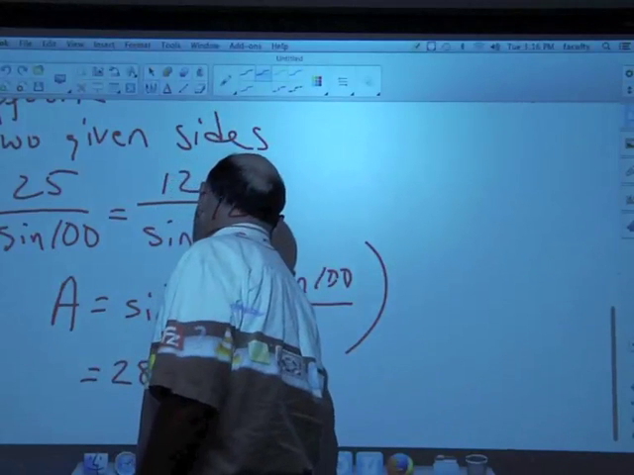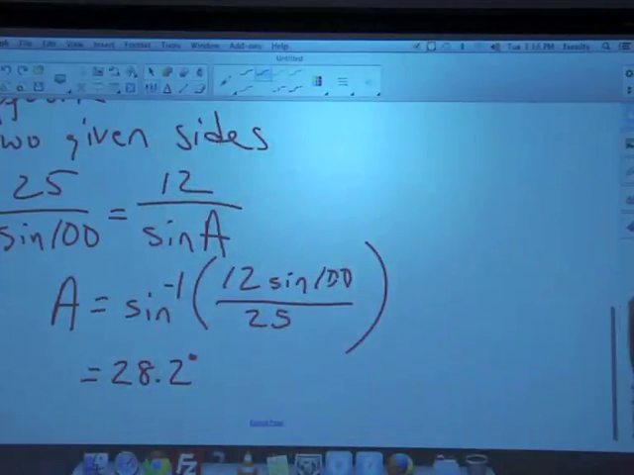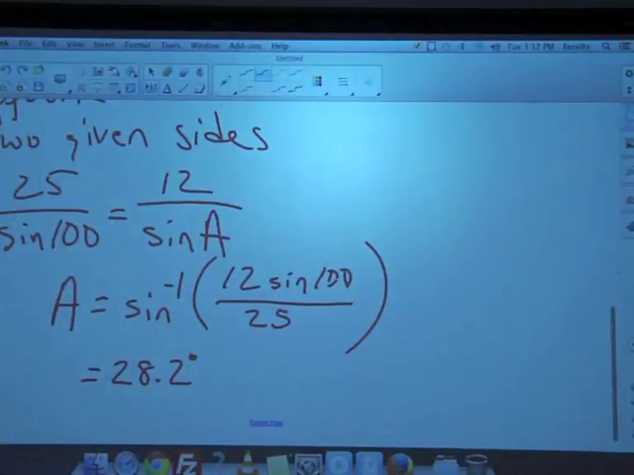And then, of course, the last angle can be found because, again, the sum of the angles in a triangle is 180. And so angle B will be 180 minus those 2. So angle B will come out to be 51.8. How much? 51.8? 51.8, right? That's what I heard, right? 51.8?